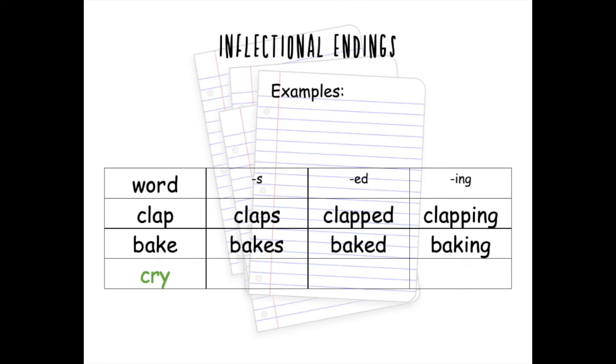Is it a long vowel word that ends in the letter E? Or is it a word that ends in the letter Y? You're absolutely right. Cry is a word that ends in the letter Y. But what if I want to add an S and turn cry into cries? How would I spell that?